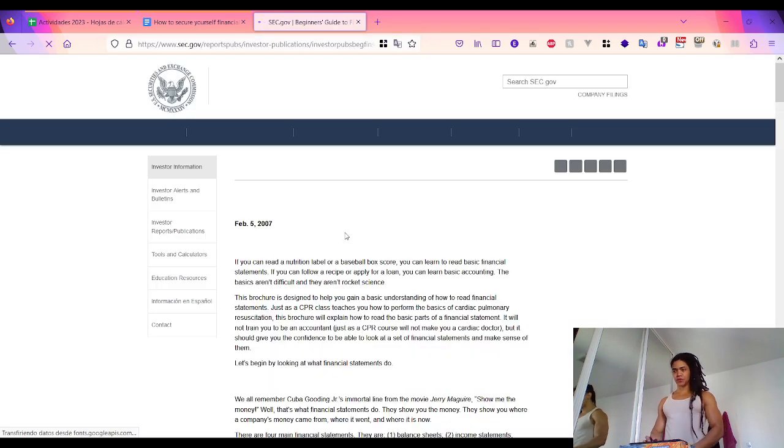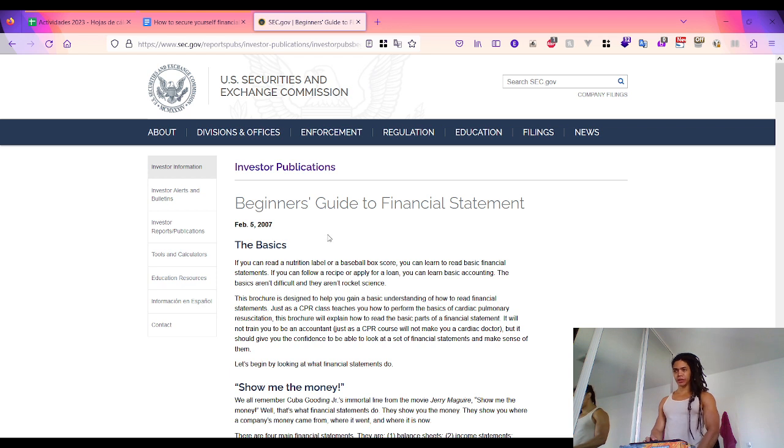So here, by looking at this website, the SEC, the Securities and Exchange Commission, tells you that if you're able to read a nutritional label or a baseball or soccer box score, you can learn to read the basic parts of financial statements. And if you can follow a recipe or apply for a loan, you can learn basic accounting. The basics are not difficult.